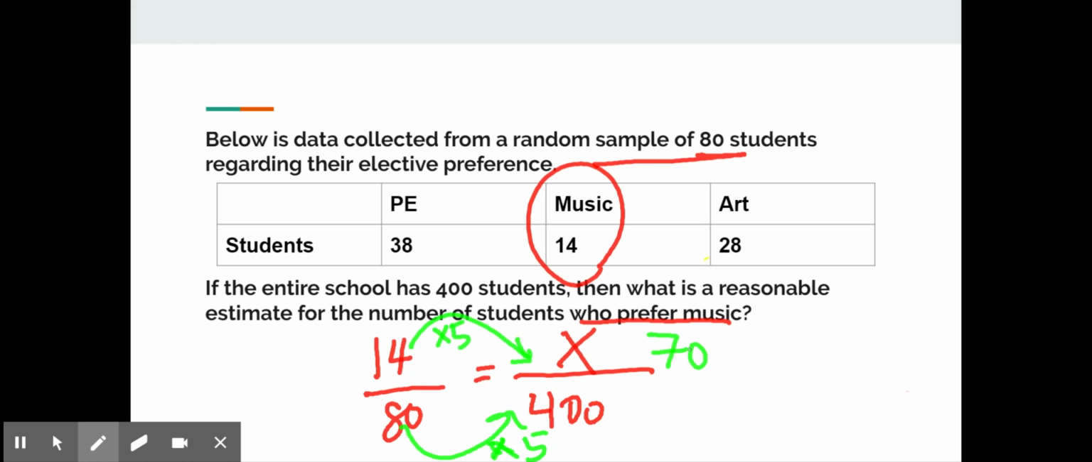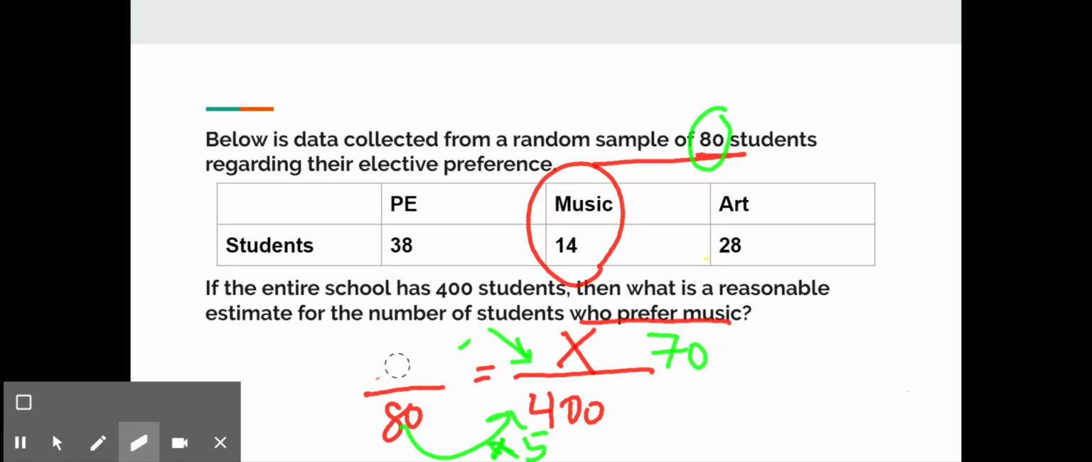Now, we did not survey all 400 people in the entire school. That's what the sample is for. It's much easier to sample 80 students than all 400. But we made an inference based on our data that was collected random, adequate, and representative in order to create this inference. We've got one more problem.